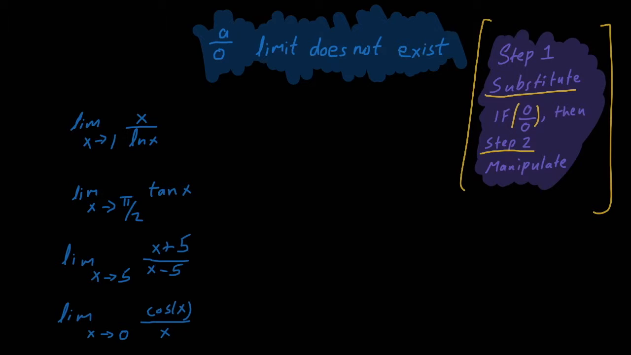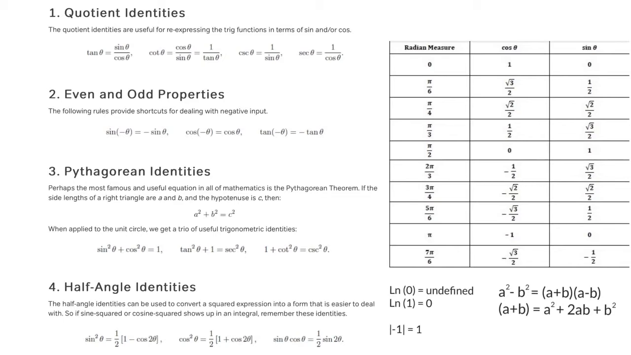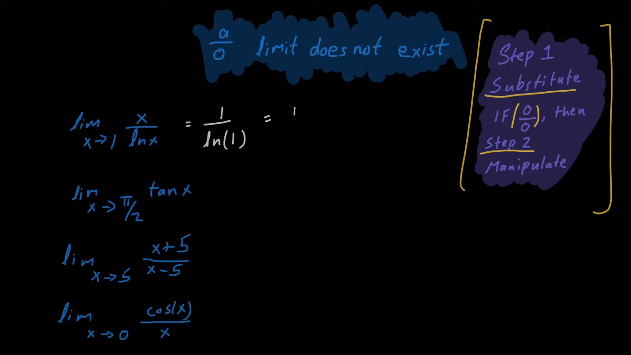Question 1. Find limit as x approaches 1 of x divided by ln x. So 1 divided by ln 1. To find ln 1, let's jump to the formula sheet. Towards the bottom right corner, we can see that these are the two functions that we already know for ln. ln of 1 is simply 0. Hence, 1 divided by 0, and we know whenever 0 is in the denominator, limit does not exist.